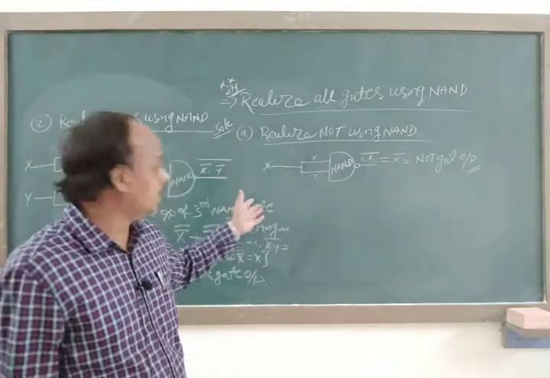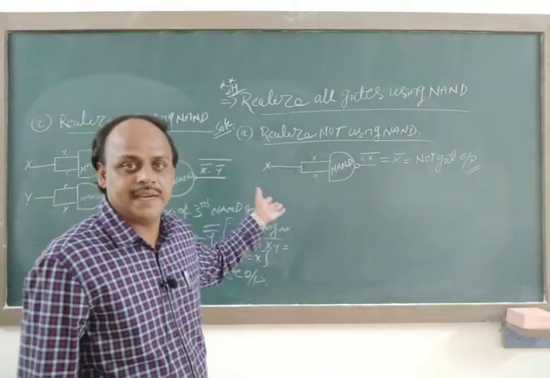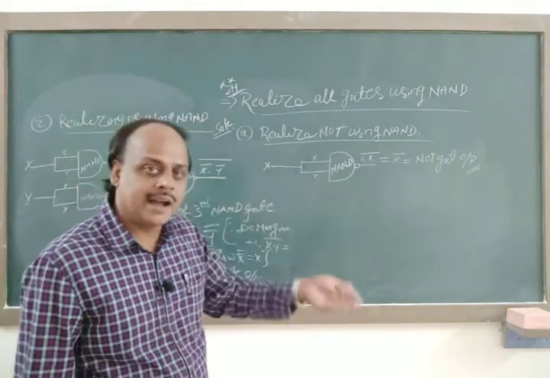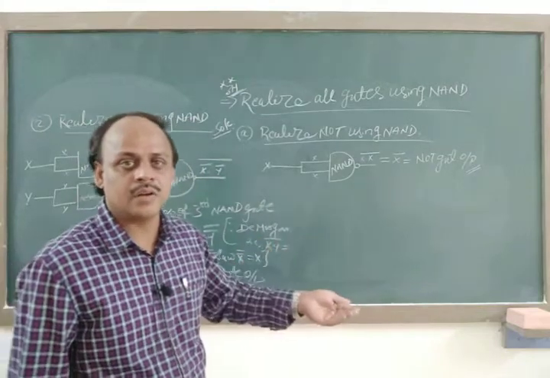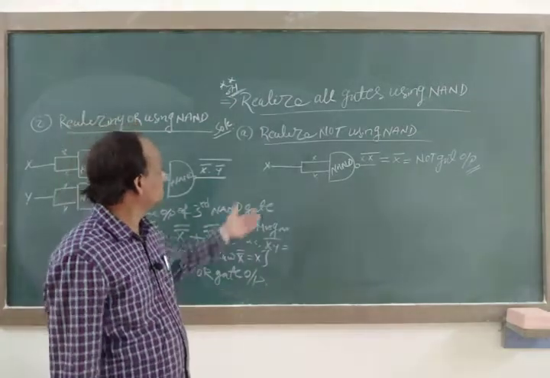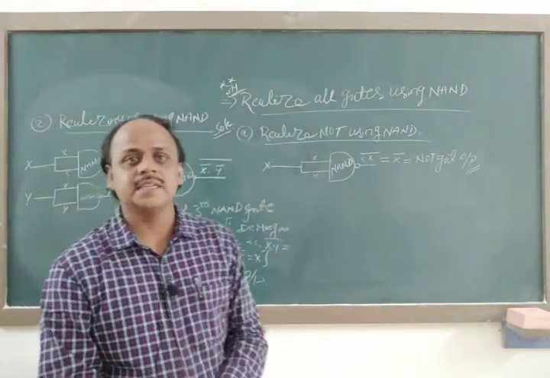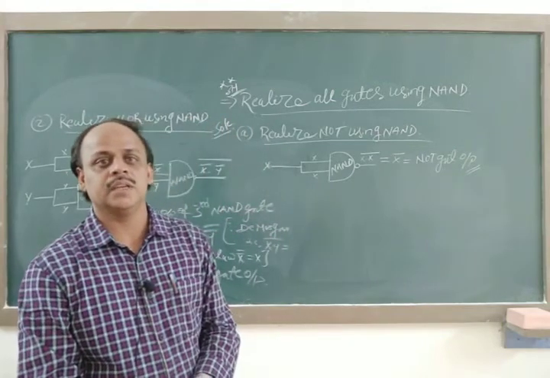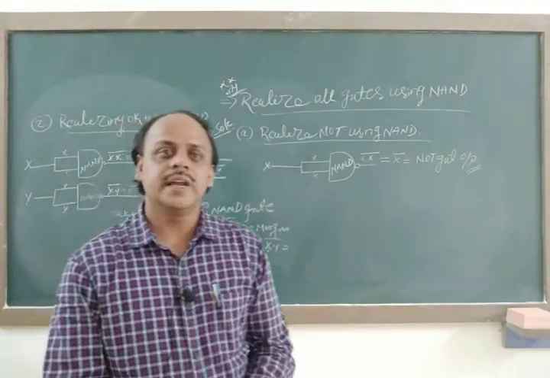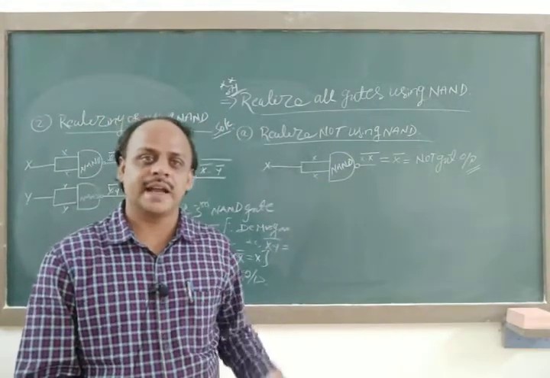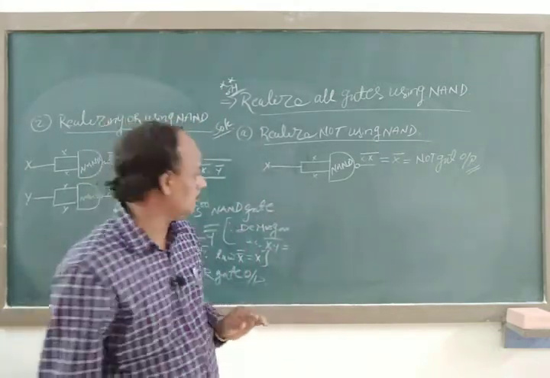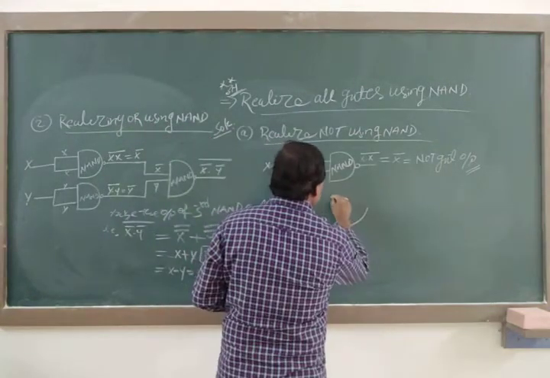What did we do? With the help of the NAND gate, we constructed AND, we constructed OR, we constructed NOT, right? So in this way we have to realize all basic gates using NAND. In the same way, it is also possible to realize all basic gates, that is AND, OR, NOT, using the NOR gate also.